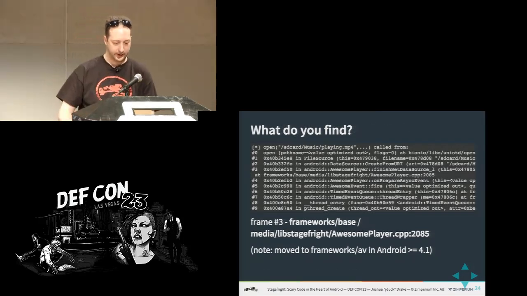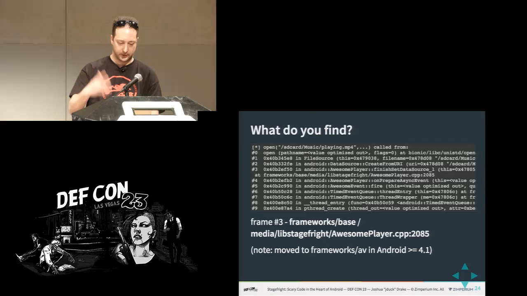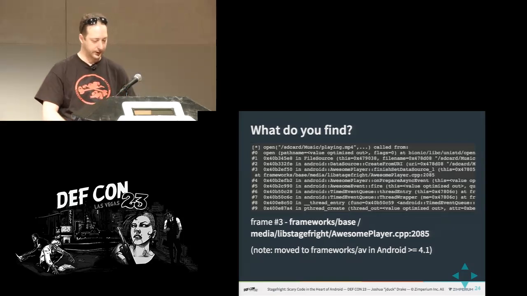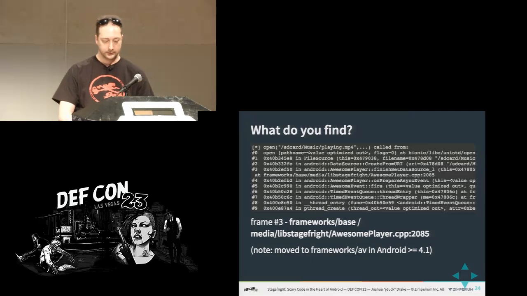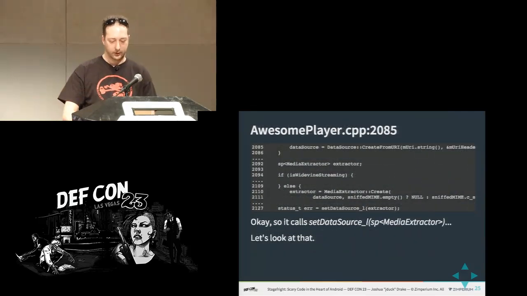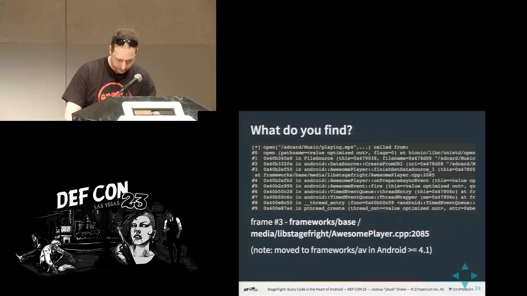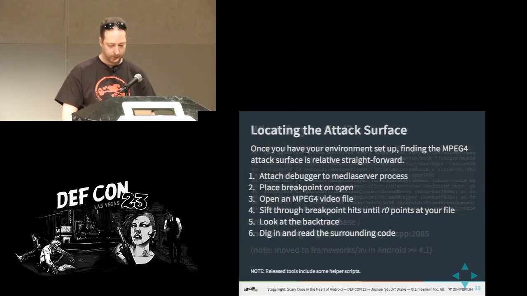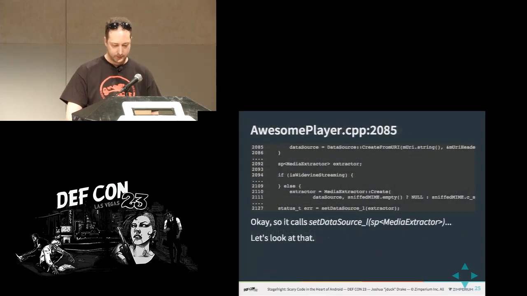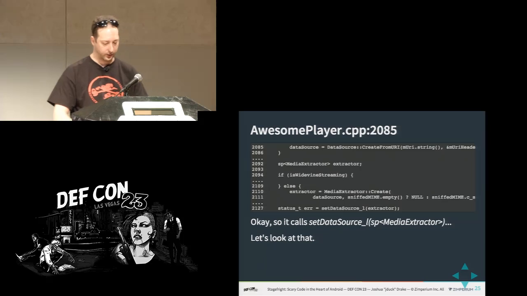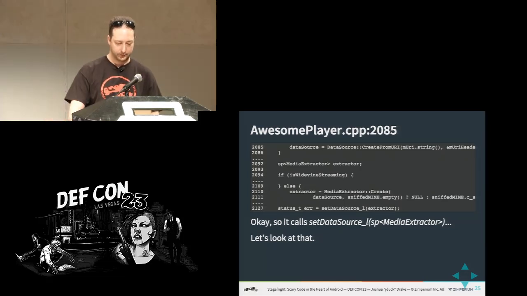You can see I'm playing the playing.mp4 file, and you can see all the different functions that are called in the process, including some paths to where they are in the AOSP code base. When you start looking closer, you can see the set data source function. You can see where at the top it calls create from URI, and then after that it calls this media extractor.